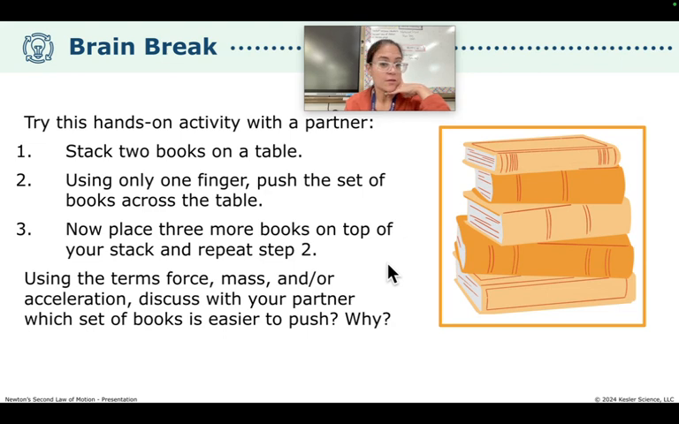Maybe if they're like comic books, right? Like little ones. But if you have like 5 decent sized textbooks or something, that's going to be a lot harder because they have a lot more mass. So 2 doesn't take quite as much force, 5 is going to take a lot more.